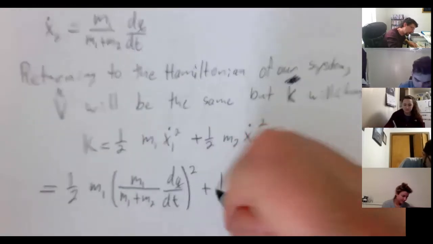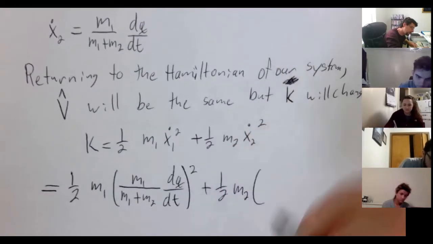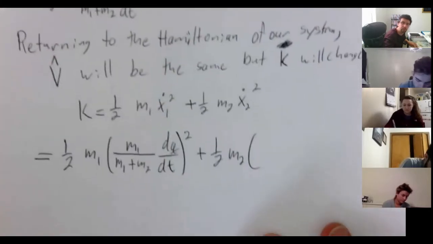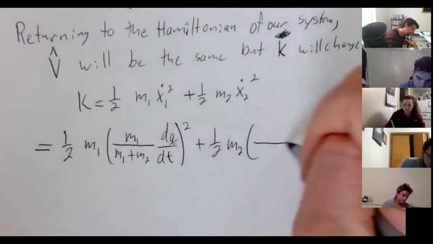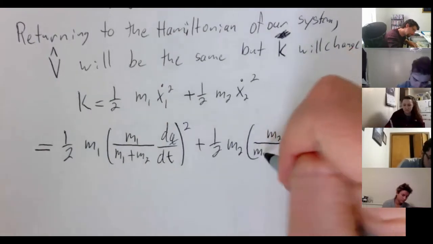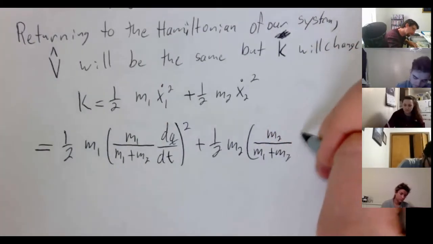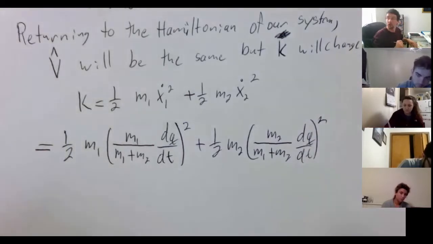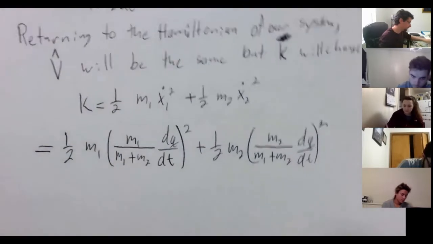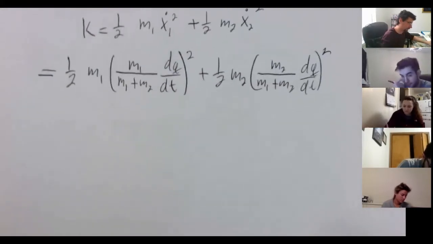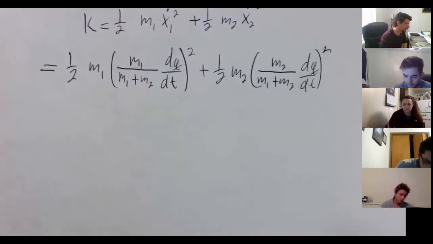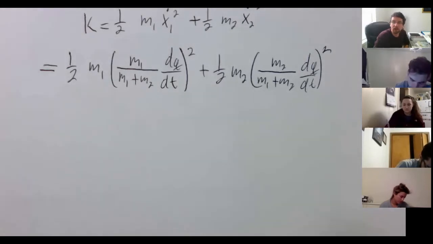And then we have 1/2 m2. What's it going to be in this bracket? m2 on top. Yep. m2 up top. Okay, cool. So when that thing's squared, that doesn't automatically mean to take the second derivative, correct? No, it doesn't. It just means that we're squaring the value. Right.